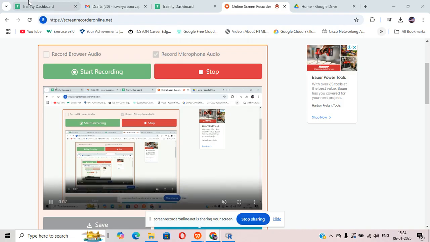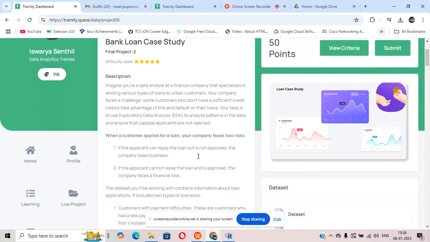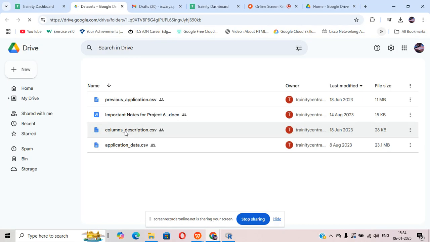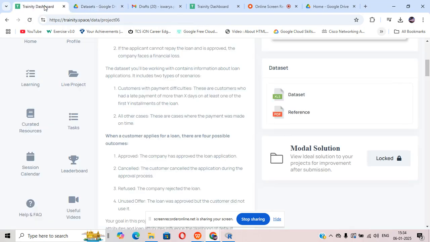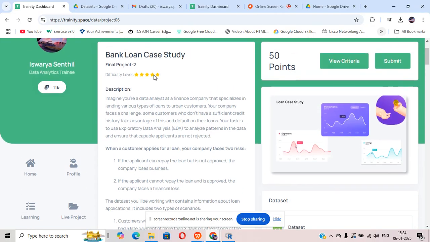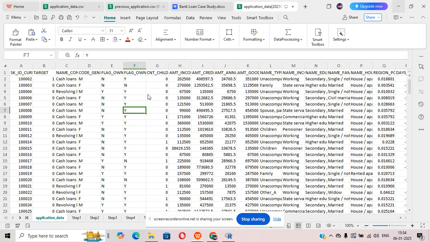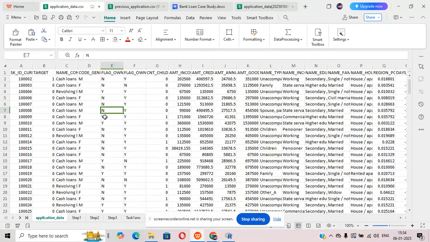Today I am going to explain the bank loan case study, final project 2. What I have done is, first of all, I have downloaded the data set from the given site. I have downloaded all these, and after that, the first step is this given data. This is the given data set.